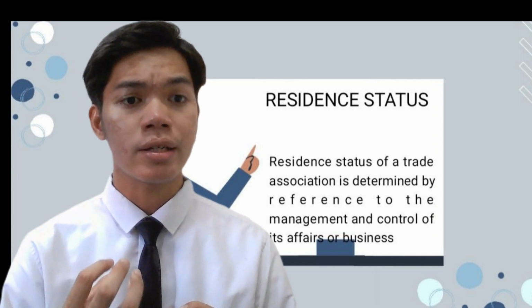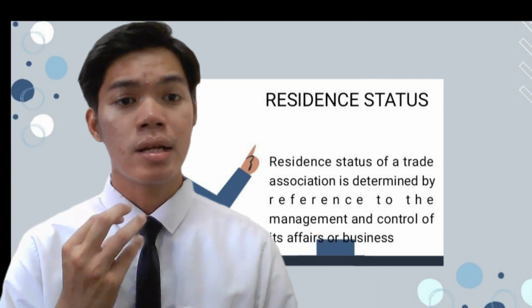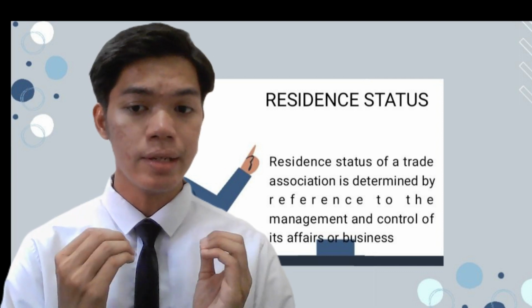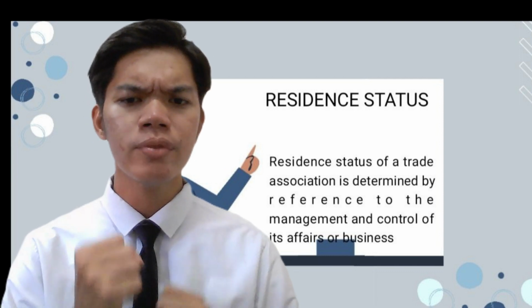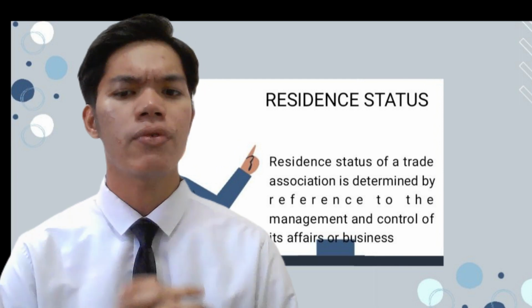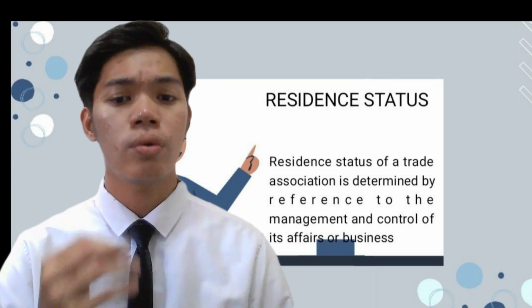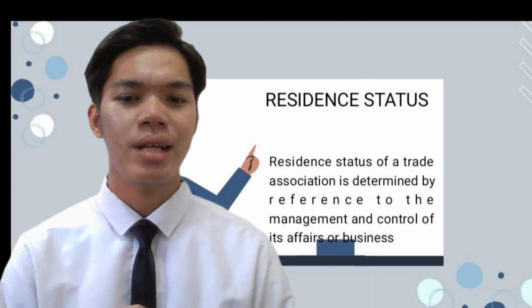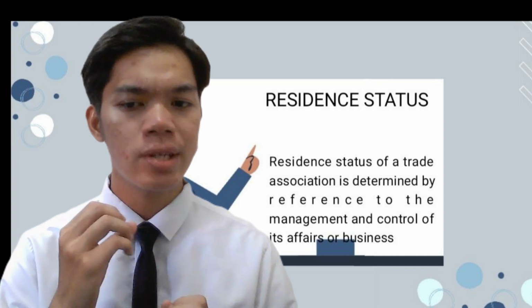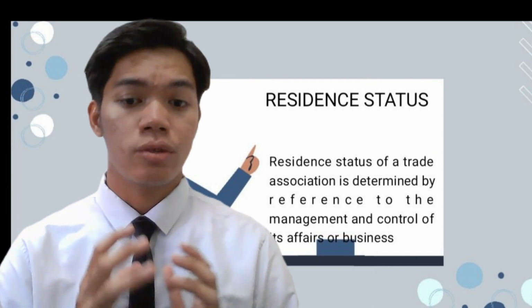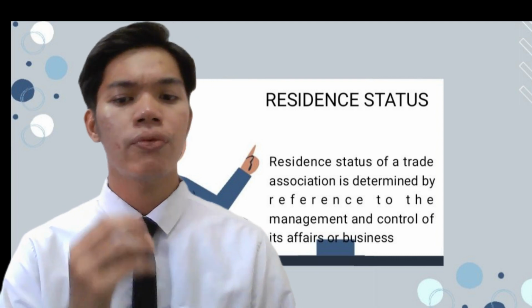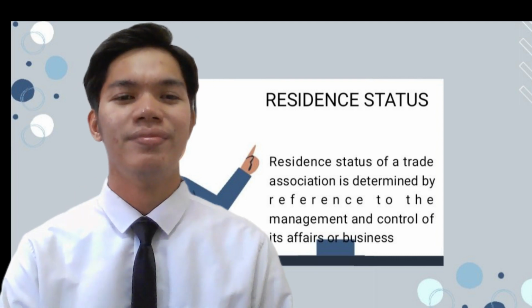The COR, which means certificate of residence, is issued to confirm the residence status of the taxpayer, enabling them to claim tax benefits under the double taxation agreement and to avoid double deduction of the same income.